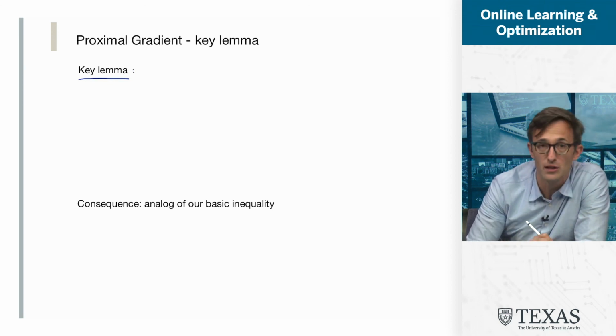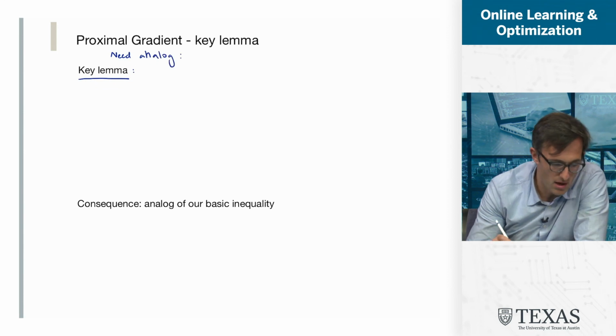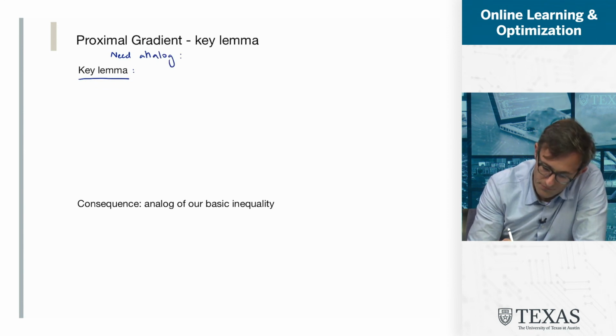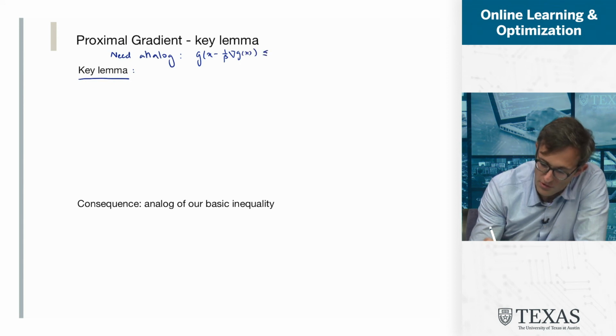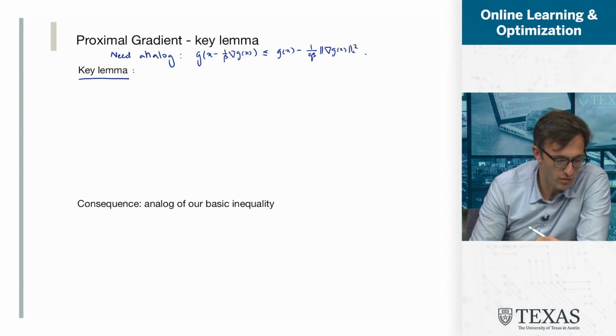And so we need an analog of g of x minus 1 over beta gradient g of x is less than or equal to g of x minus 1 over 2 beta times the gradient of g of x squared. And the key lemma that we're going to show is the following.